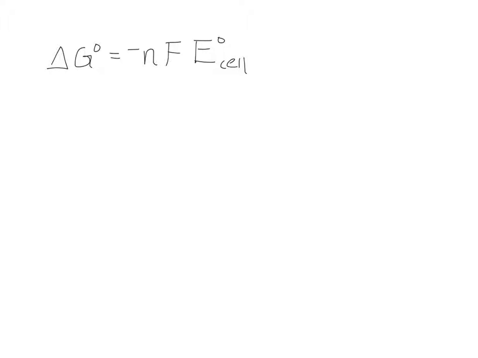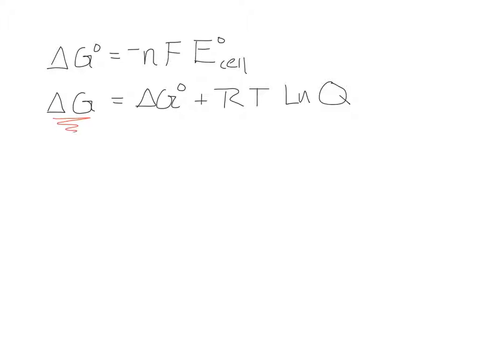So now we want an expression to determine if the redox reaction is spontaneous under non-standard conditions. So what we're going to start with is our expression for delta G under non-standard conditions. Here's our expression relating delta G under non-standard conditions to delta G under standard conditions. And the way we adjust delta G under standard conditions to be non-standard is this adjustment factor, which requires the use of Q, the reaction quotient.